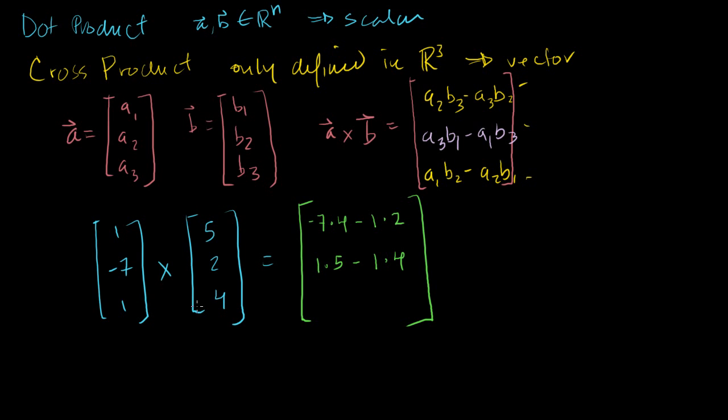And then finally, the third term, you ignore the third terms here, and then you do it just like the first term. You start in the top left. 1 times 2, minus 7 times 5. And so that is equal to, let me see, what do we get? Minus 7 times 4. Don't want to make a careless mistake here. That's minus 28 minus 2, right? So this is minus 30 for that first term.